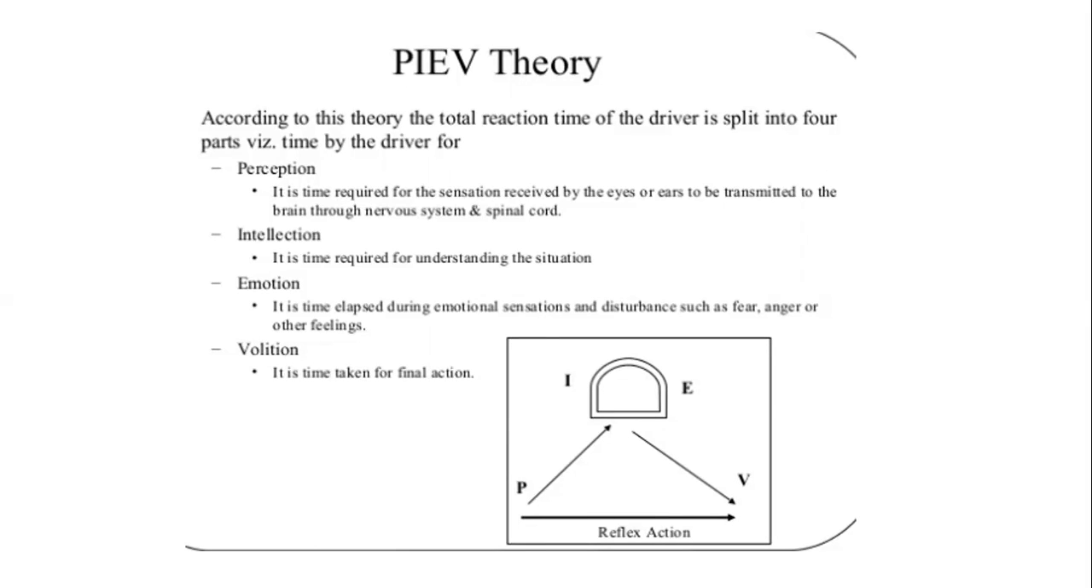Imagine you suddenly see an obstruction. The time from the moment you see the obstruction to the moment the brakes are applied is called the total reaction time, and that reaction time is split into all these parts. You see the obstruction, it is perceived by your brain. Then you have to understand what is happening in that scenario, that is the intellection. Then either you'll be angry, or very curious, or you will have fear. And accordingly you will act. That acting is called the volition. Got it? So hope you understood the PIEV theory.